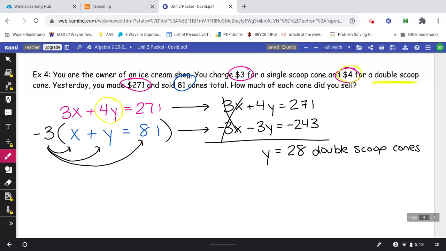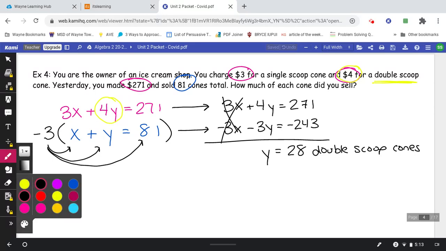Now to find your answer for x, you're going to plug it back into either the top or the bottom of these original problems in the pink and the blue. If I'm looking at the pink equation or the blue equation, to me, the blue equation looks a lot simpler. So I'm going to go ahead and plug my math in there.